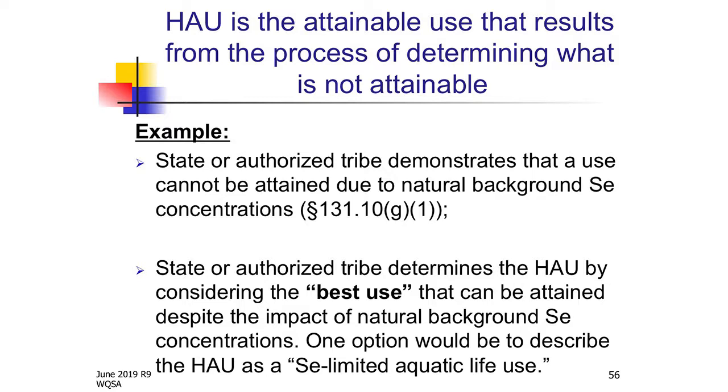An example here is that a state or authorized tribe demonstrates that a use cannot be attained due to natural background selenium concentrations. The state or authorized tribe then determines that the highest attainable use is considering the best use that can be attained despite the impact of natural background selenium concentrations. So one option would be to describe this highest attainable use as a selenium-limited aquatic life use.